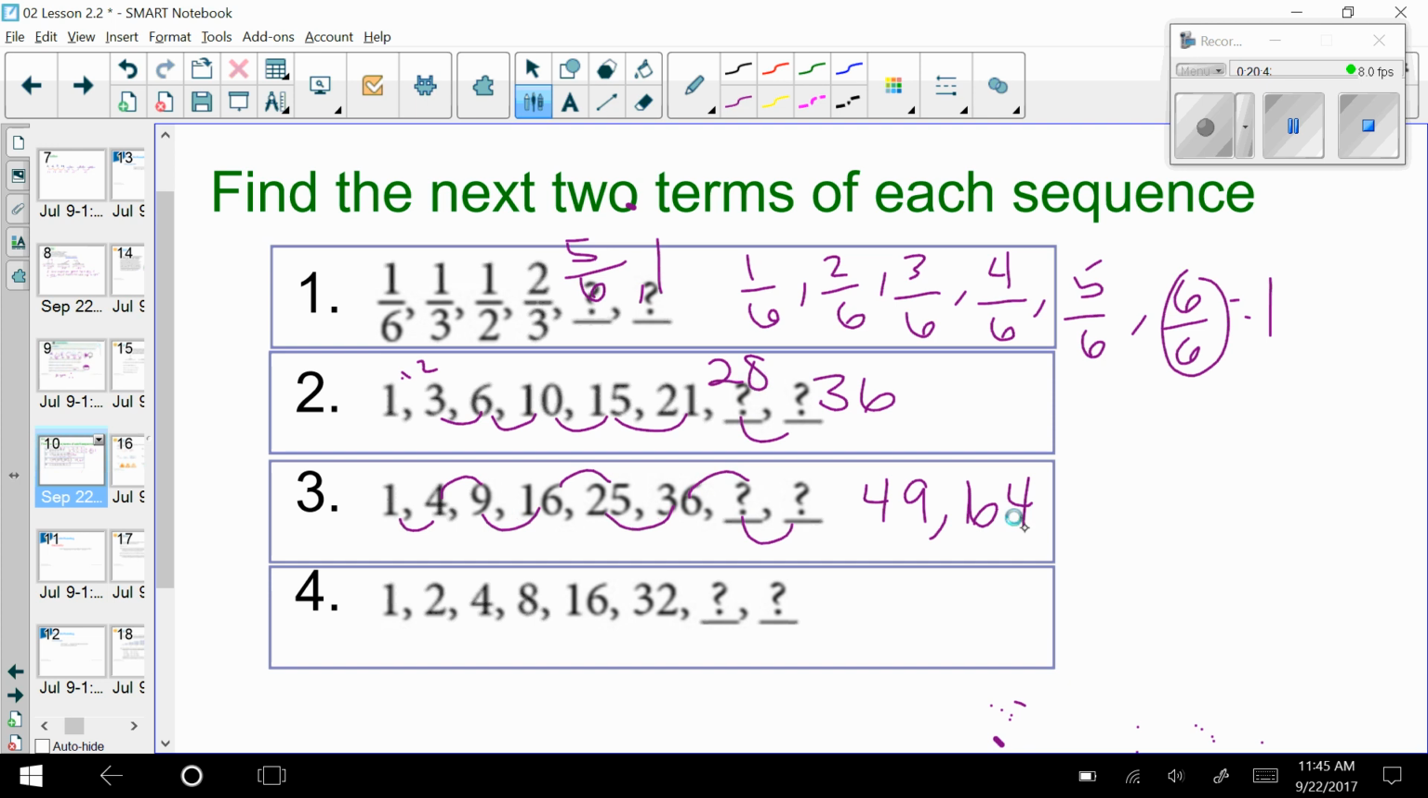And in the last one, we're multiplying by 2 here. 2 times 2 is 4, 4 times 2 is 8, 8 times 2 is 16, 16 times 2 is 32, 32 times 2 is 64, and 64 times 2 is 128.